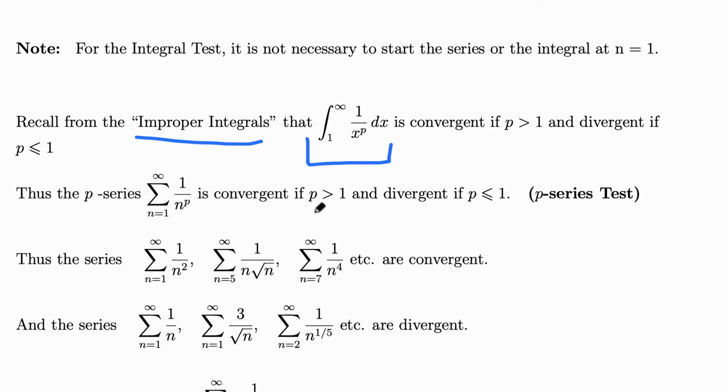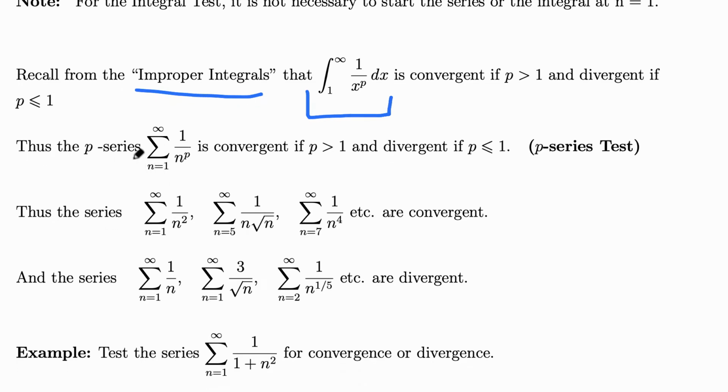Now based on this, we can work on the p-series. We have a name for this series, 1 over n raised to p. It has to be n, nothing else like n minus 1, n minus 2. It has to be n raised to some number p, with n from any number to infinity. This is convergent if p is bigger than 1, and divergent if p is less than or equal to 1. This is the p-series test. These two things are almost identical.